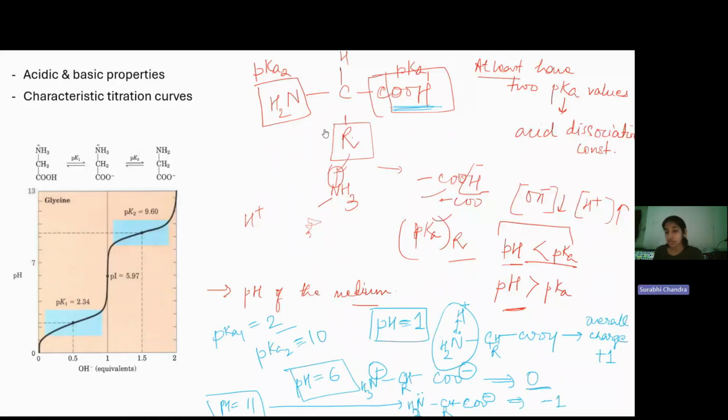Now suppose we talk about this particular amino acid here, where one more thing is there, depending on the pH of the medium.